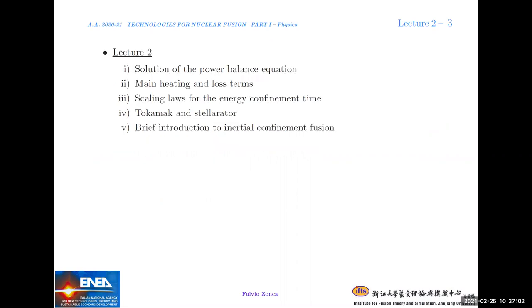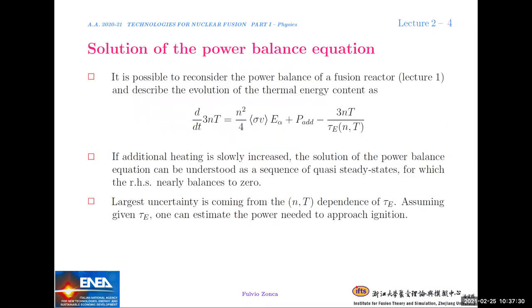Today, we will go even more into detail on the various terms in the power balance equation, and we will look into the time-dependent part and speak about the main heat sink and loss terms. By doing that, we'll introduce the scaling laws and the energy confinement time, speaking about tokamaks and stellarators, our reference configurations, and finally, have a brief introduction to inertial confinement fusion. So let me very quickly go back to yesterday's lecture.